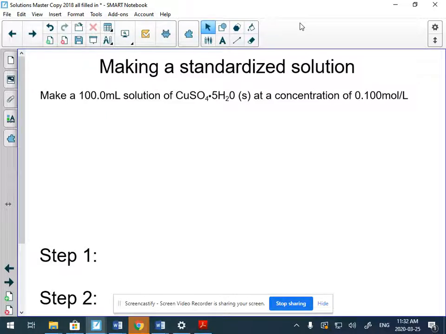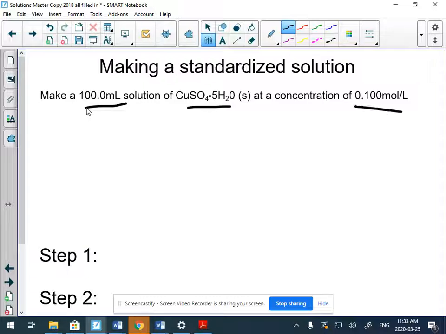Okay, so let's start off with the math part, because in order to make a solution, you actually have to weigh something. You can't just decide to weigh moles, so you have to use the molar concentration unit analysis that we've already done on Wednesday and Thursday. So the question here is, we have to make a 100 milliliter solution of copper sulfate pentahydrate, it's the compound, at a concentration of 0.1 moles per liter. Okay, so this is a unit analysis question. That's what we're going to do, unit analysis.